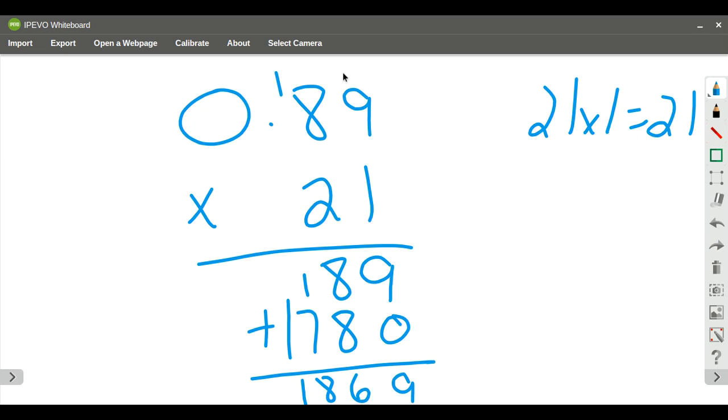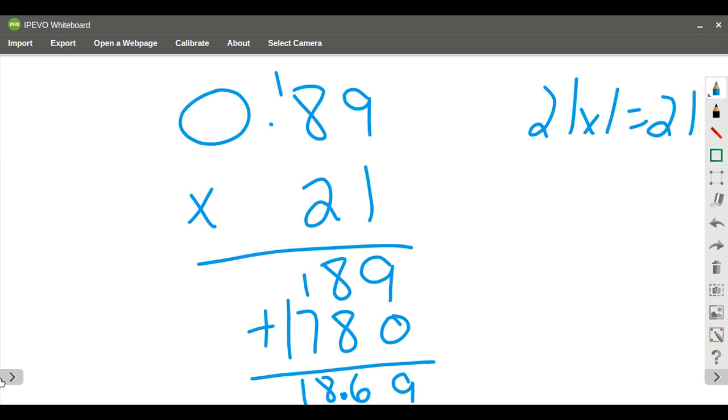So I'm going to use my pattern. Here I have 2 digits behind the decimal. That means down here I should have 2 digits behind the decimal. So the decimal always comes after the ones place, and I'm going to move it 2 places to the left. So I'm going to multiply 1,869 by 1/100th and move it 2 places to the left. So 1, 2, my decimal is going to go right here. 18 and 69 hundredths is close to 21. So it is a reasonable answer.